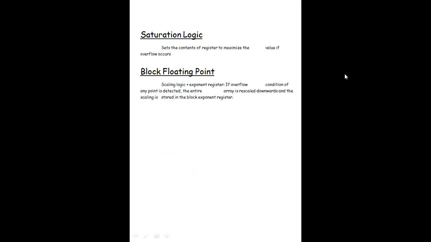In the case of block floating point, we'll have scaling logic plus exponent registers. If an overflow condition at any point is detected, then the entire array is rescaled downwards and the scaling is stored in the block exponent register. We can use some examples for fixed point and floating point processors.